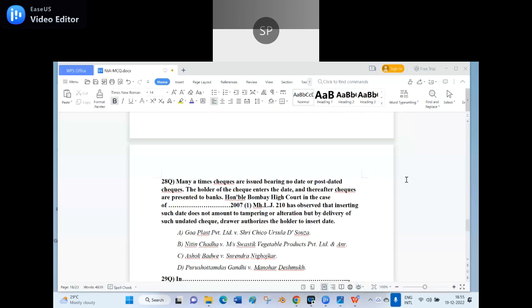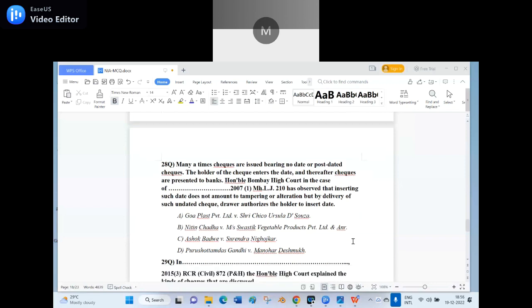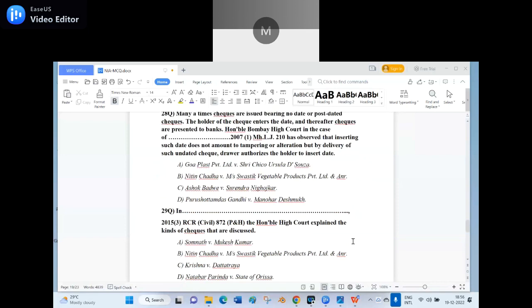If you say option C, Ashok Badwe versus Surendra Nigojkar, then it is a wrong answer. Option D, Purushottam Das Gandhi versus Manohar Deshmukh is the right answer for the question, where an undated check is given, at the time of presentation you can put the date. It is not about tampering. Is it clear? Say yes. Yes, sir. Okay.